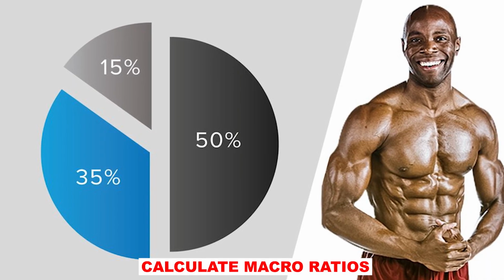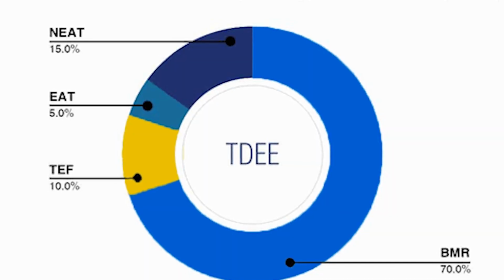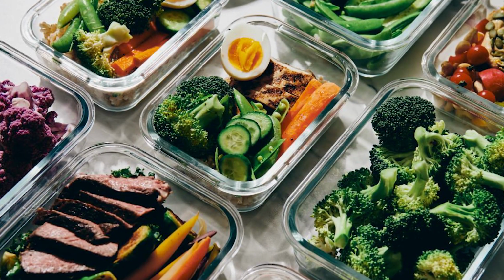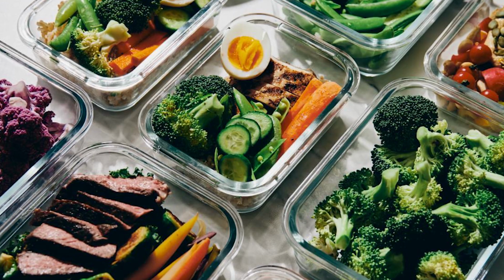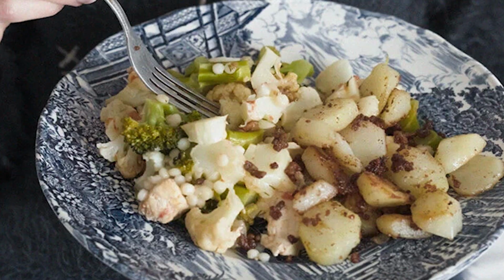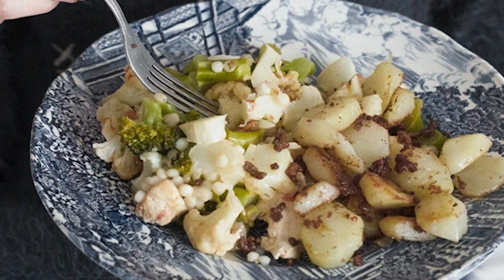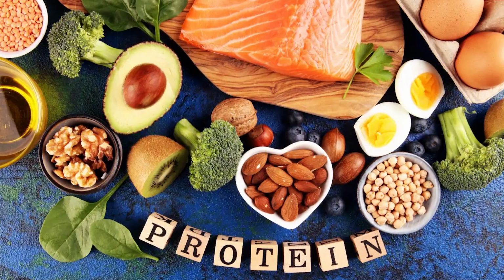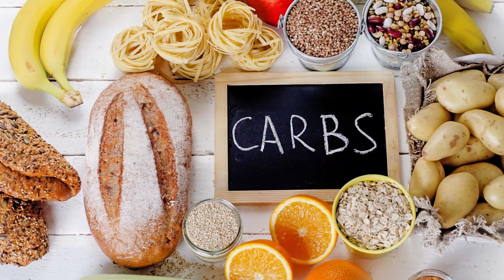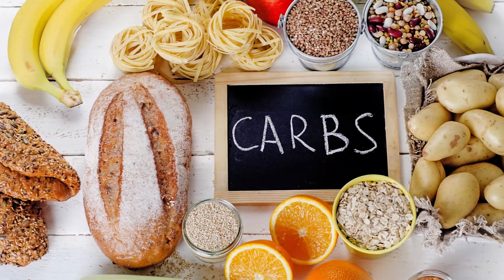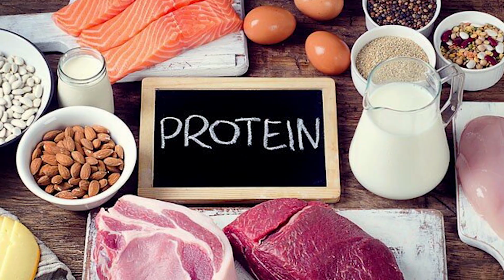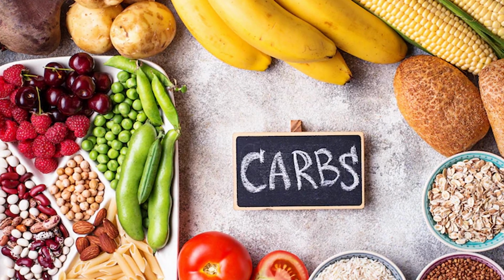Calculate macro ratios. Based on your TDEE, calculate the grams of fat, protein, and carbohydrates you need per day. For instance, if you need 1,800 calories per day and aim for 70% fat, 25% protein, and 5% carbs, that would be 1,400 calories from fat, 450 calories from protein, and 90 calories from carbs.